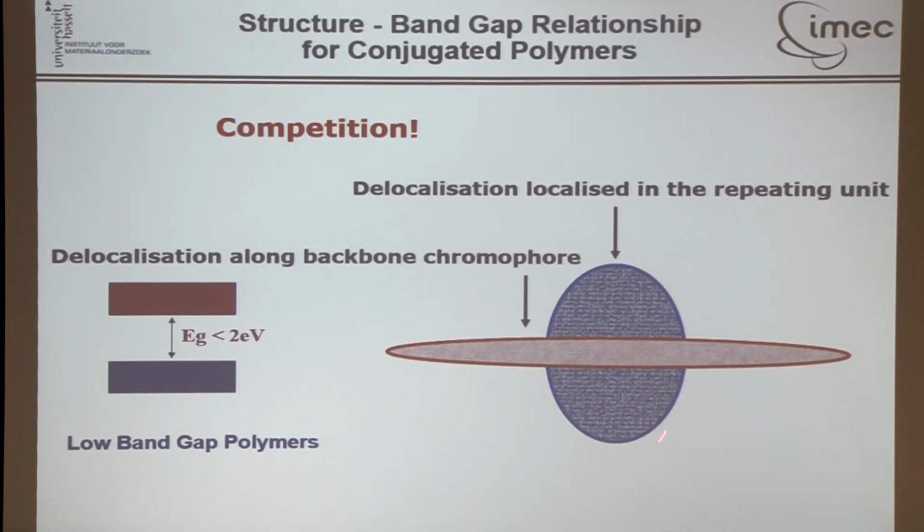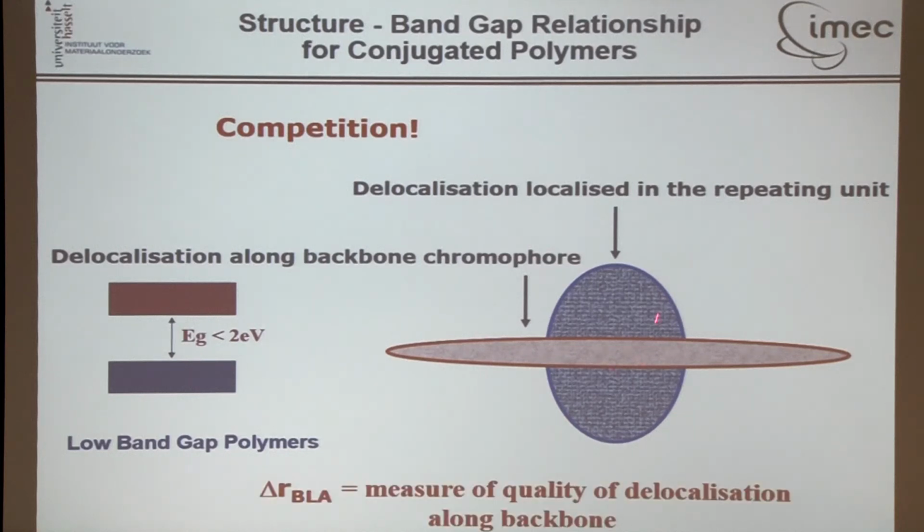The more it is localized in the repeating unit, the higher the band gap will be. The more it can choose for delocalization along the contour length, the larger the dispersion will be and the lower the band gap will be. So this is fundamentally what's going on. And that's a better description, as I mentioned, than the one of Roncalli.